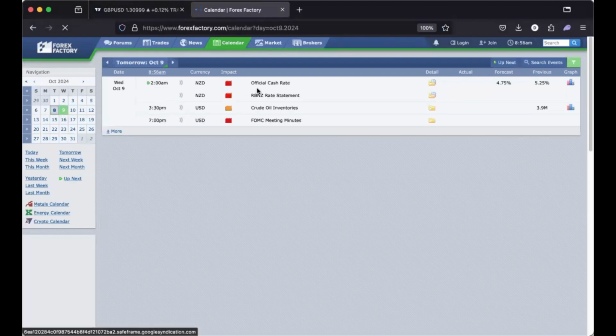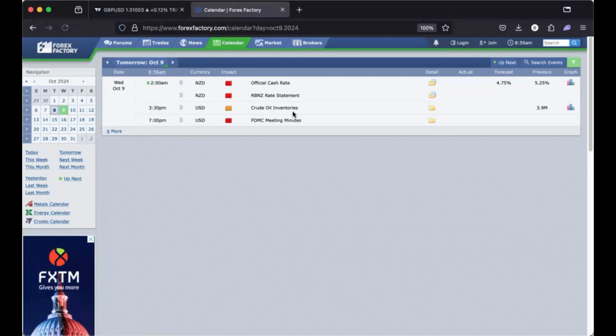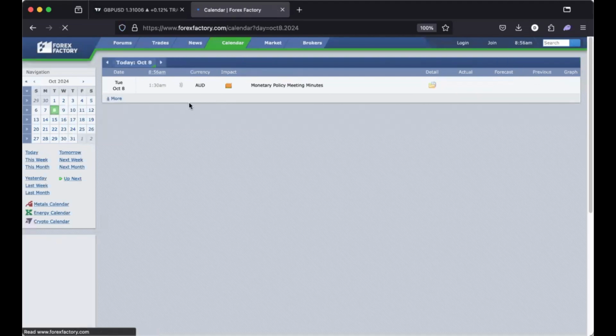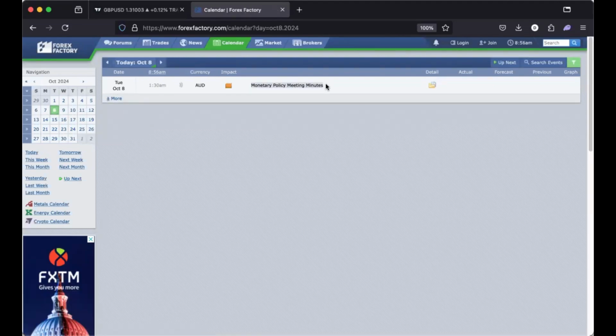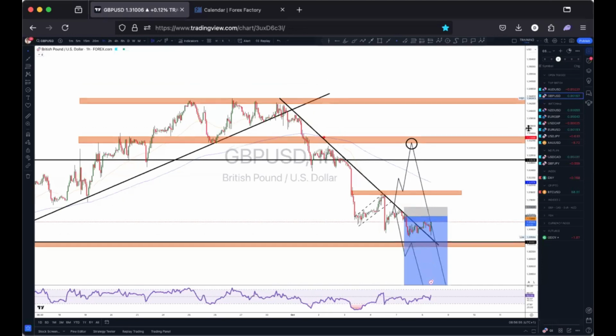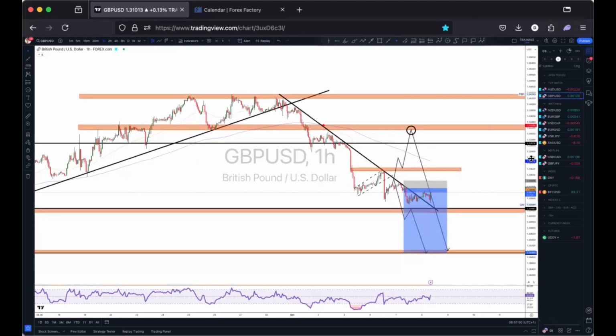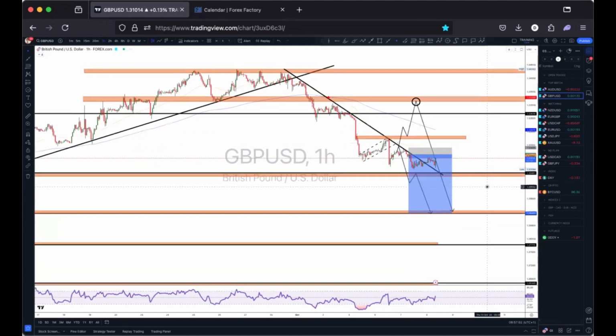By heavy news, I mean the official cash rate, the Reserve Bank of New Zealand rate statement, which is basically their interest rate. And then we have crude oil inventories, and then we have the FOMC meeting minutes, when they're going to read what they've been talking about over this past couple of months. But today we don't really have any serious news aside from the Australian monetary policy meeting minutes. This is more like their own FOMC meeting minutes. They read something and it actually did help my fundamental. It actually did help my Aussie trade. That's why you saw that very huge drop this morning, which was quite interesting in my own simple and humble opinion.